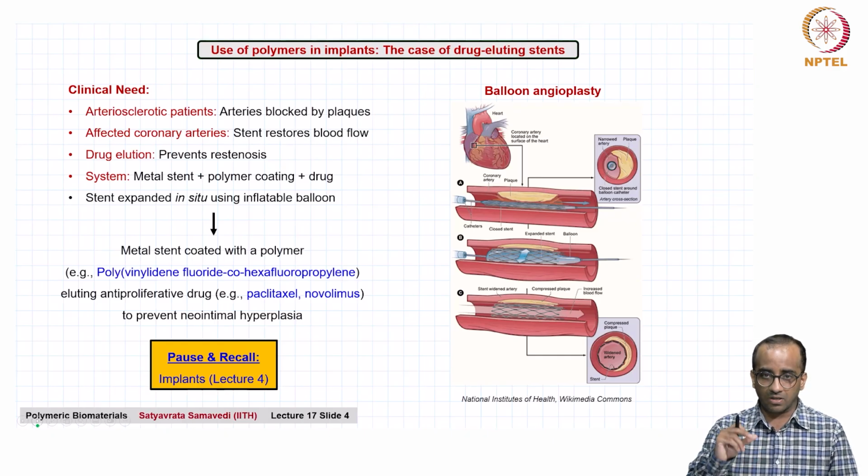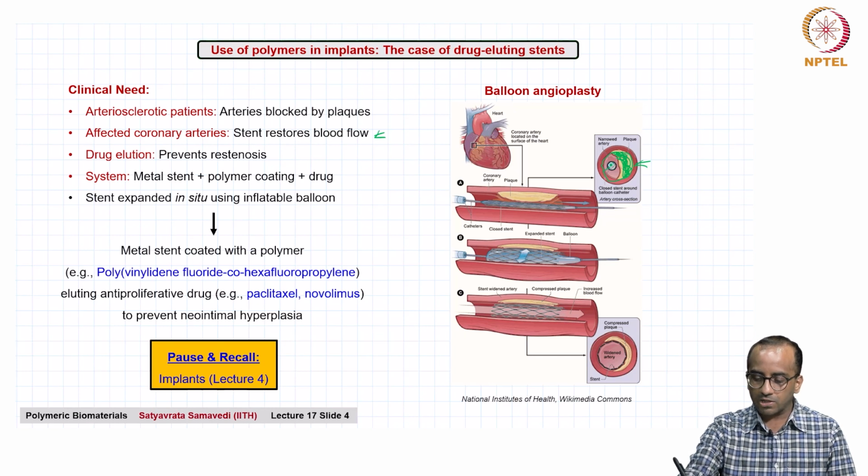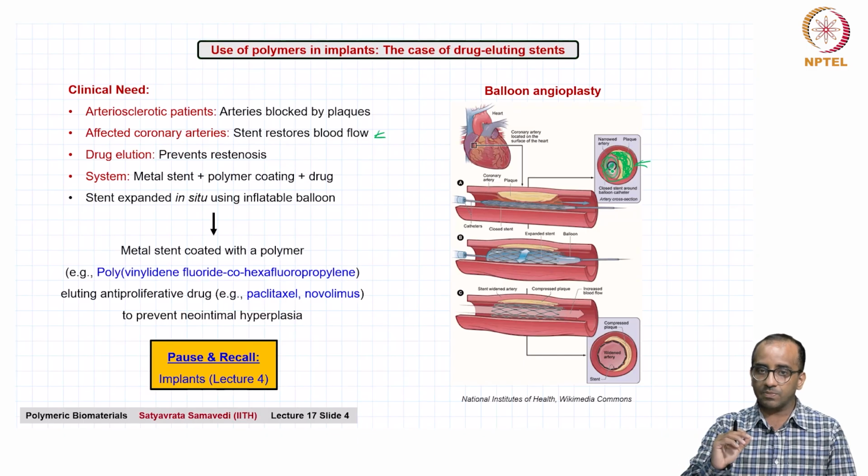Arteries that are blocked because of plaques. There's a procedure known as balloon angioplasty through which these arteries are opened up. And we have seen this earlier. Plaque deposits, as shown here, cover the side walls of the artery, which reduces the space available for blood to flow through the artery. So, the narrowed artery has limited space through which blood can flow, and this is what eventually leads to coronary artery disease.